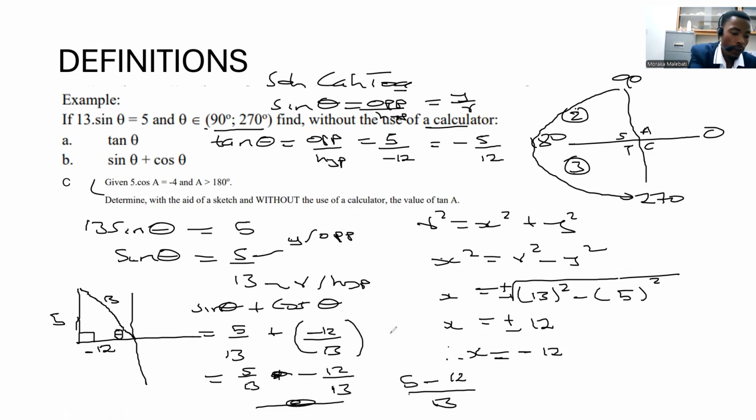If you say 5 minus 12, if you like a calculator like me, you'll just get minus 7 over 13. But they said without the use of a calculator, so you obviously just know that 5 minus 12 is 7, but because you're subtracting a bigger number from a smaller one, you get the minus. So therefore, I'm sorry about my messy screen, this is my answer. Let's change the color.